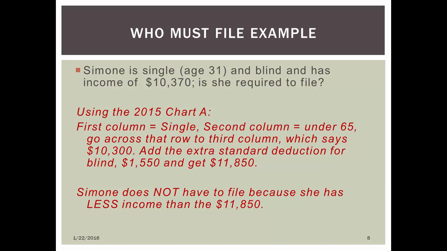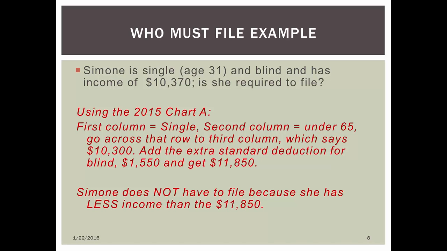Let's take a look at the same situation, only we're going to use the chart. So if you look at the 2015 Chart A, because she's not a dependent of someone else, we don't need Chart B, and she doesn't have tips or is self-employed, so we don't need Chart C. So we're going to just look at Chart A. And Chart A has 3 columns.